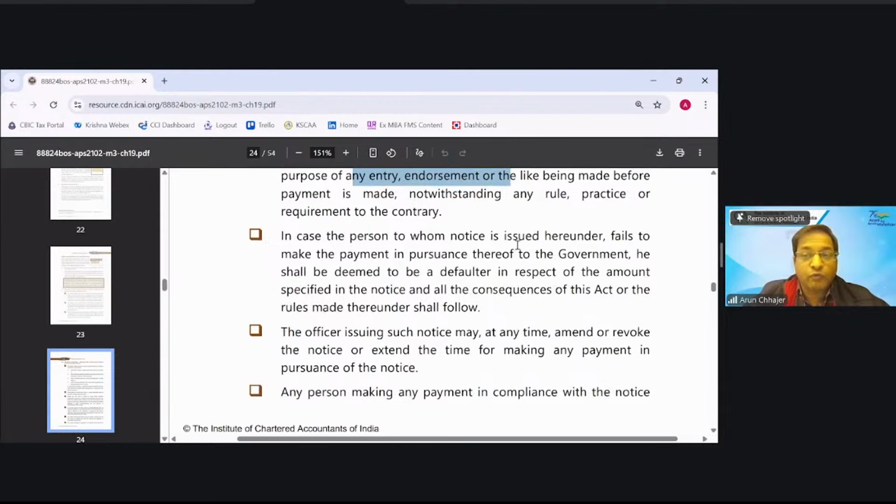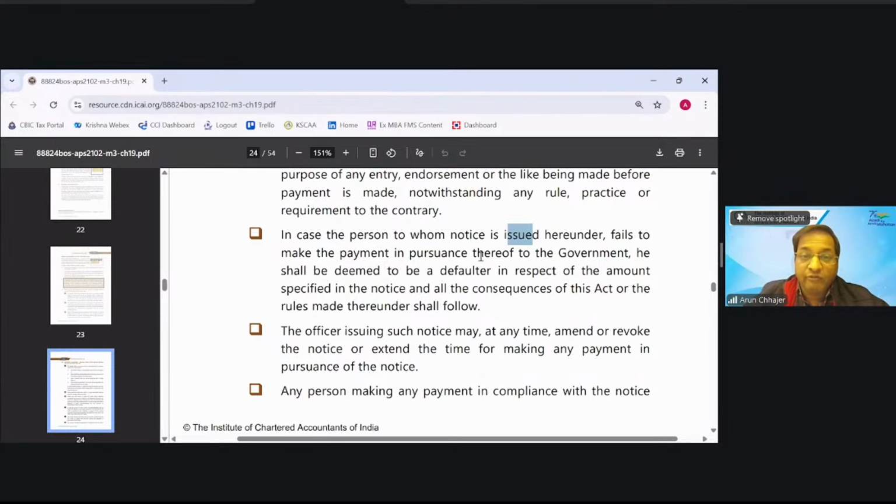In case the person to whom the notice is issued fails to make the payment in pursuance thereof to the government, the such amount shall be deemed to be, मतलब वो जो डेटर्स है उसको डिफॉल्टर मान लिया जाएगा. मतलब अभी तक डिफॉल्टर एक्सवाइजेड था, अब रिकवर करने के लिए उसके टेनेंट को नोटिस भेजा और वो टेनेंट पे नहीं कर रहा तो वो टेनेंट को डिफॉल्टर मान लिया जाएगा. And all the consequences of this Act and the rules made thereafter shall follow.